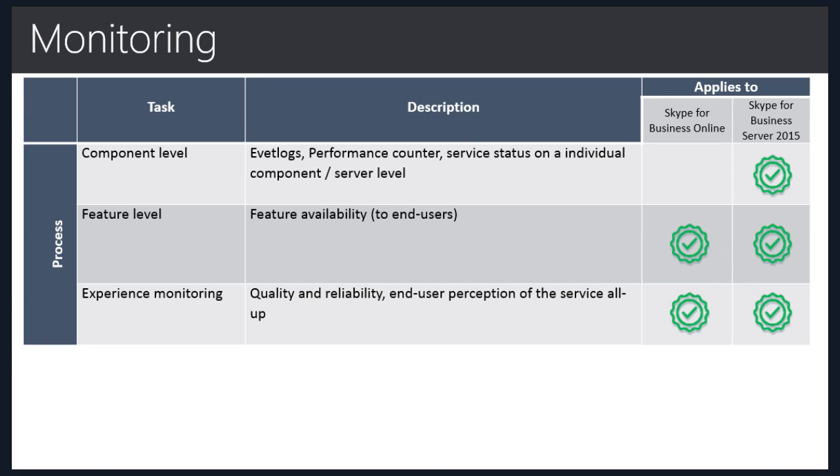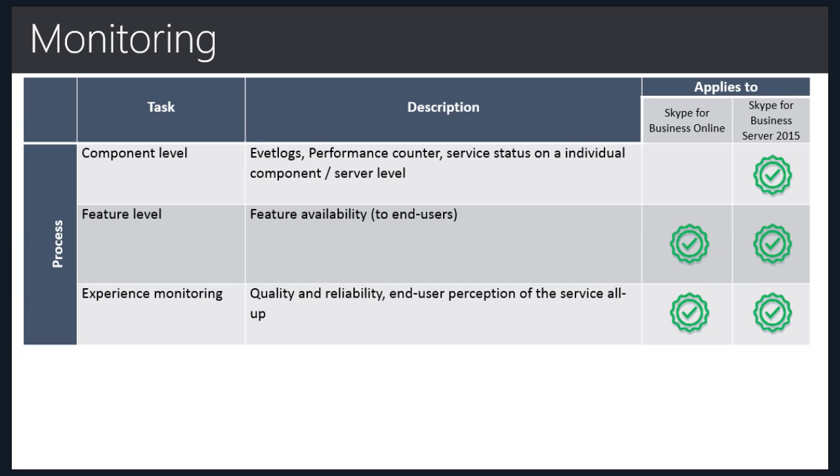Then the next level of monitoring is all about monitoring at a feature level. That's really making sure that a particular feature, like send an IM or participate in a conference, is available to an end user. And that is something that we need to monitor both for online users as well as for users that are hosted on premises.